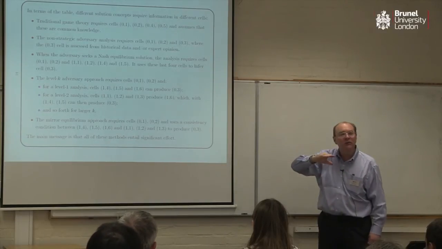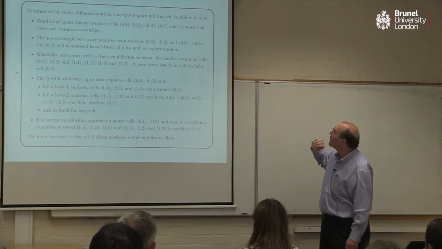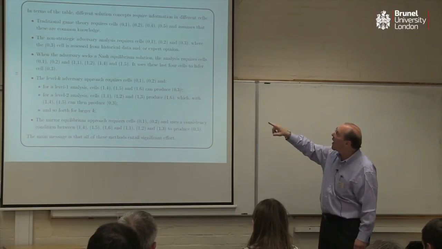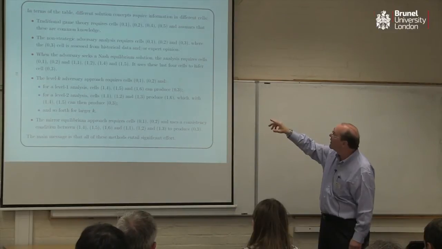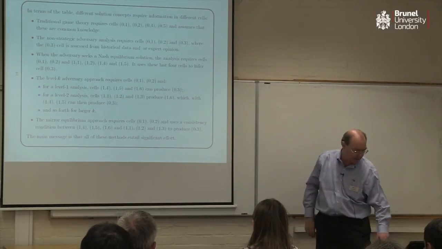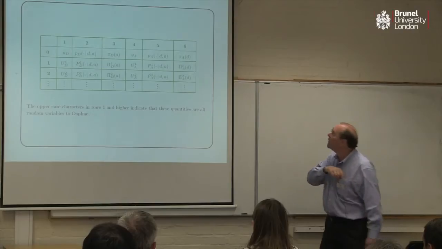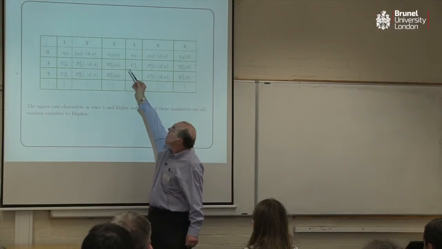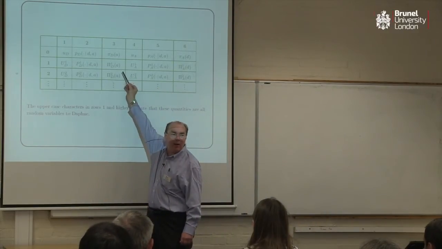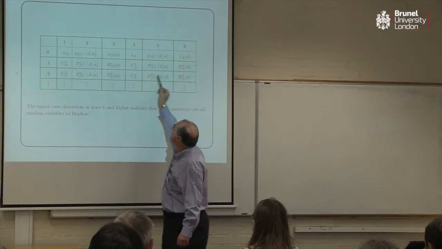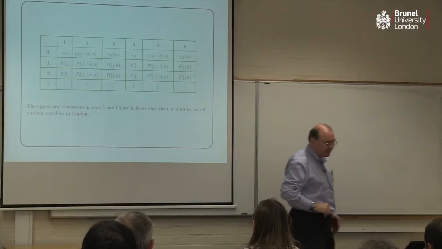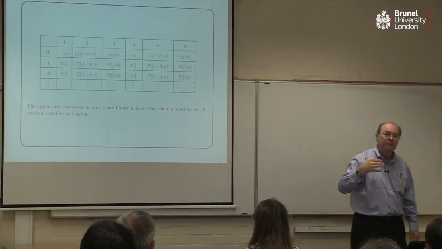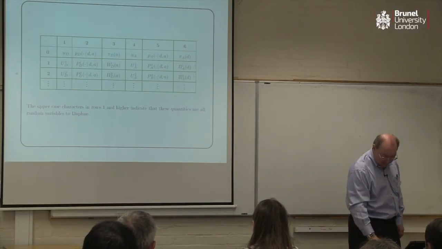Now, suppose we've got an adversary who is a Nash equilibrium seeking opponent. Then they're going to require cells 01, 02, 11, 12, 14, and 15, and it uses those last four cells to infer 03. And you recall that pi sub d of a, that's the hard one. And you have to use information from this row in order to estimate that. And in the next talk, we'll be more specific about how that is done.